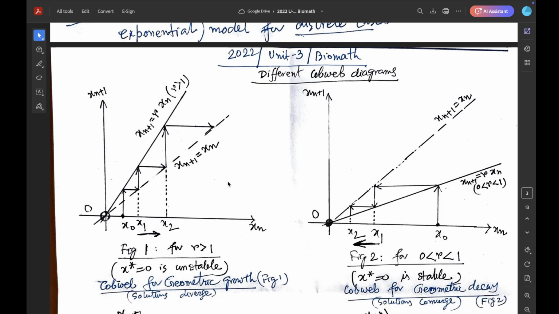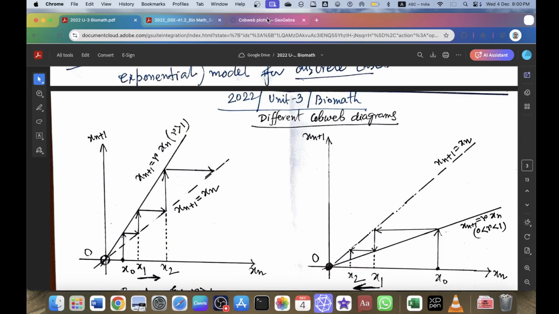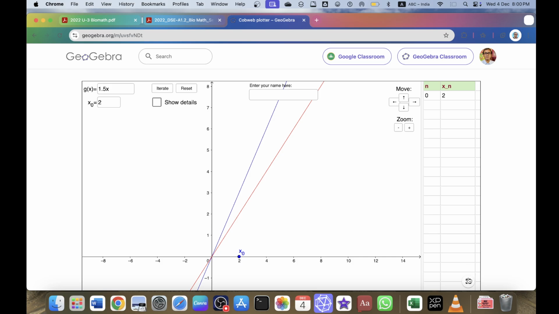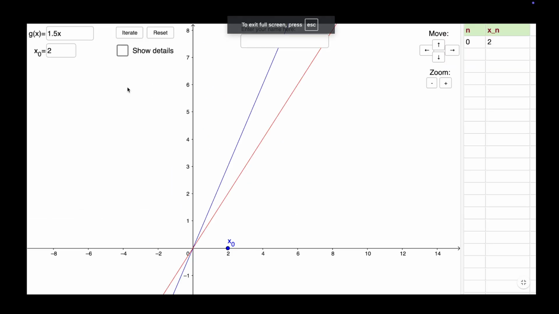Now we draw it by GeoGebra plotter. It is very interesting. First we set x_{n+1} = r x_n. So this is r x_n, with r = 1.5 greater than 1. So r x_n is this point. So x_{n+1} = r x_n, where we put x for x_n and y for x_{n+1}. So this is the y-axis, this is the x-axis. Choose x_0, the initial value, as 2. Next, now iterate this.